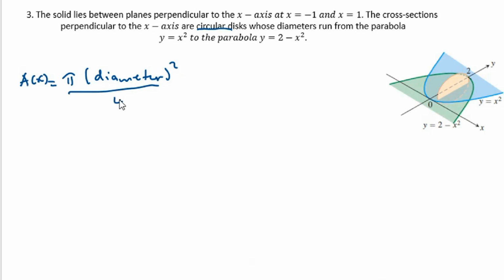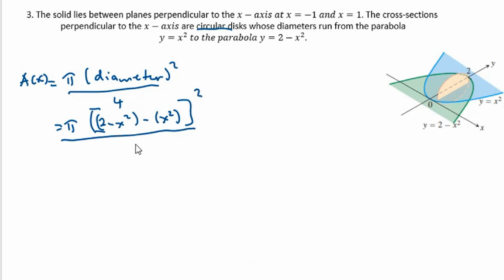So we are going to substitute now. So we have pi times, the diameter is actually the difference between the two functions. The upper function, we have 2 minus x squared, and then minus the other one, which is x squared. So minus x squared, and then square all over 4.